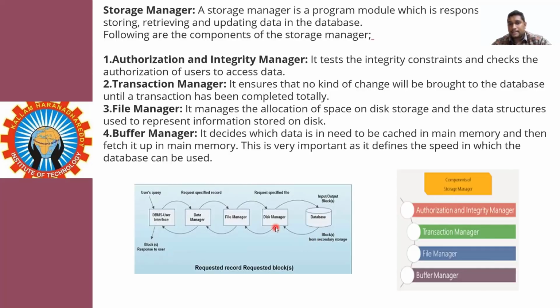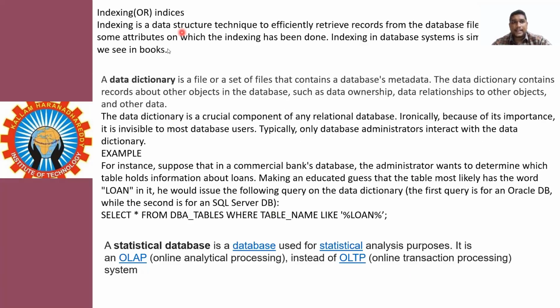Similarly, it gets the file, and the record is given to the user. Okay. And the last one is index, called disk storage. Disk storage is nothing but the internal level. Already we discussed this one. Actual data is our raw data. Next one is indices, data dictionary, and statistical data.